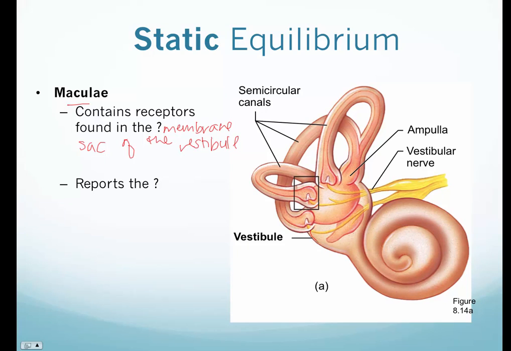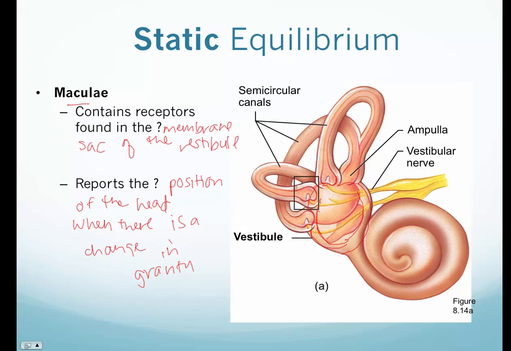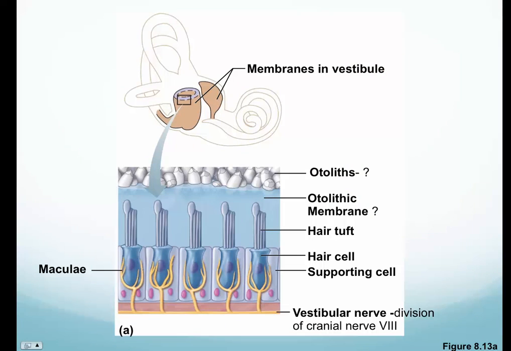Okay, here's our vestibule, this entire region over here. So we're going to ignore everything on top. We have this nice membrane surrounding this inner region, and that's the macula. What the macula does is help report the position of the head when there's a change in gravity. Now, how does it do that? Well, the macula is designed to have certain structures to help assist us in reporting this gravity.